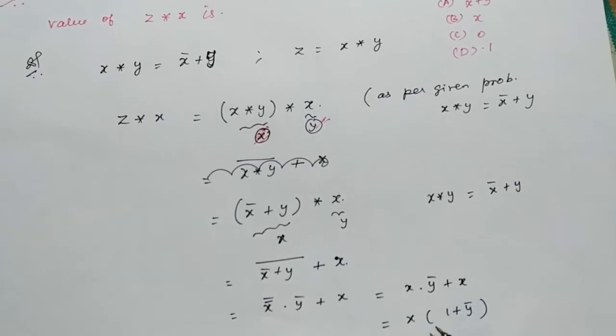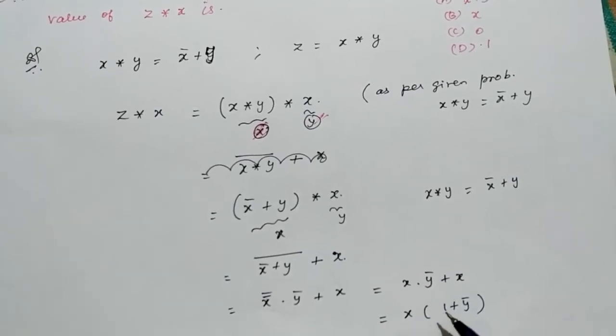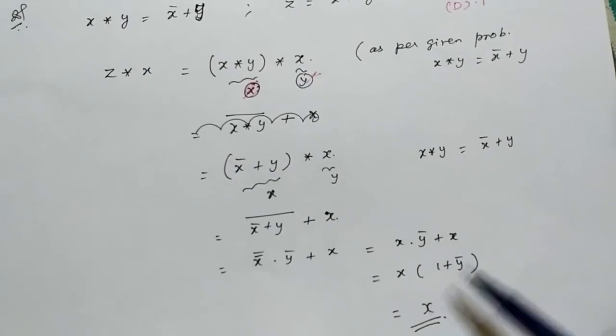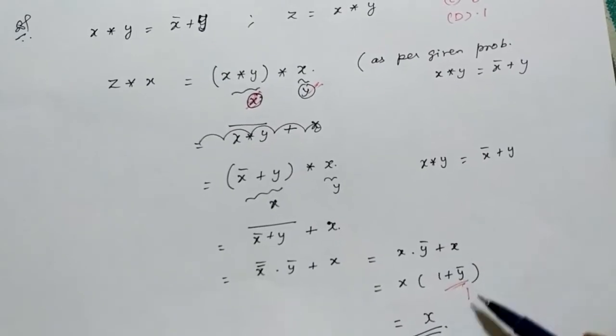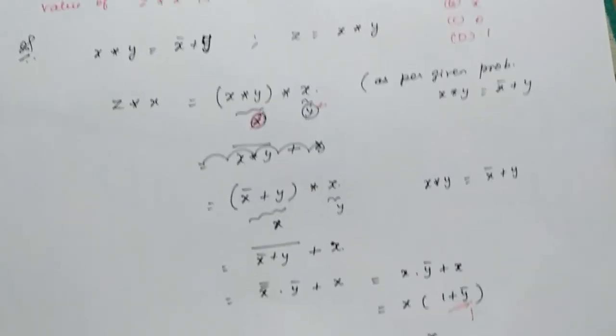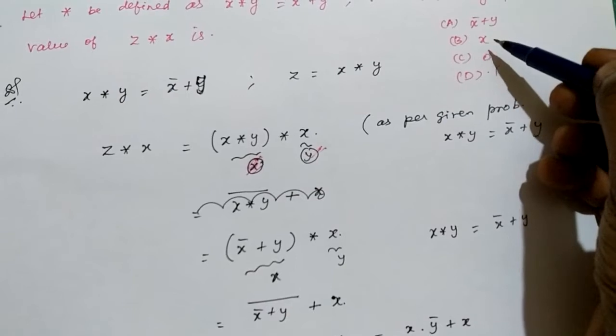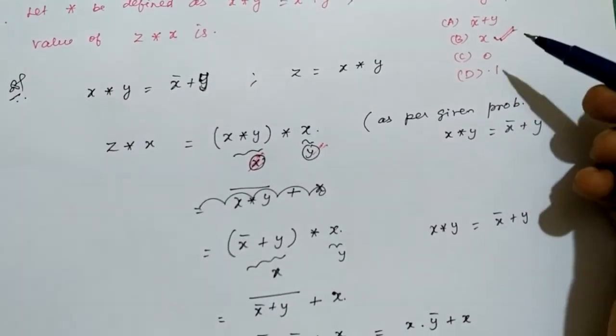So from this you take x outside. So x of 1 plus y, that is equal to, so this answer is 1. So the result is x. So the answer is x.